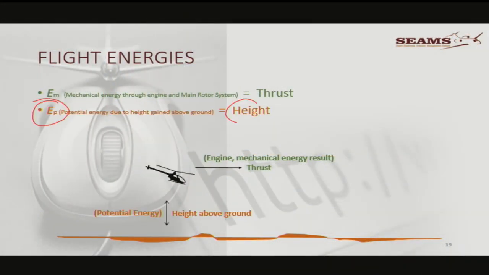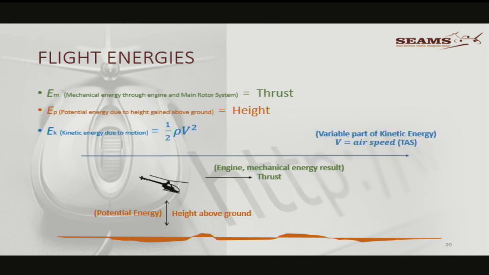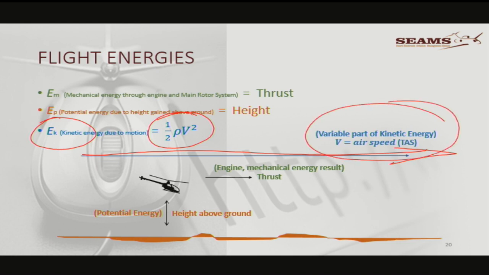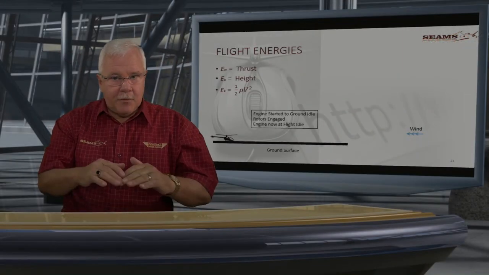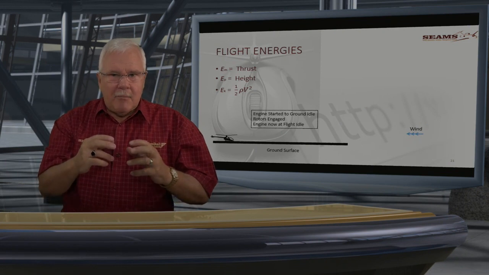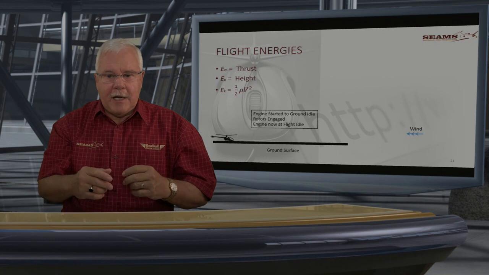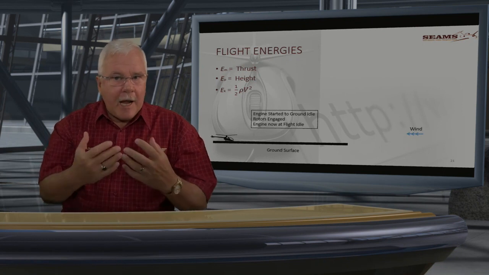The next one is height. Height is then potential energy. So now we've got the mechanical energy, and we've got the height, we've got the potential energy. And then we've got kinetic energy, half rho v squared, which is the amount of forward speed that we've got. So there's one energy, there's one energy, and there is one energy. And those are the three energies. So now let's look from takeoff into the hover and forward flight. What are we doing with those energies, and how do we exchange those energies, and what happens to those energies?